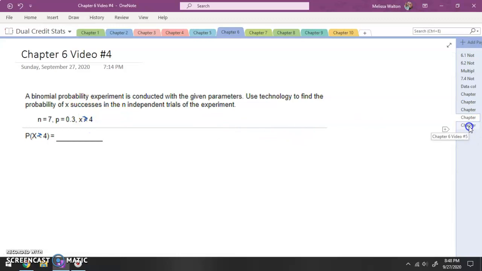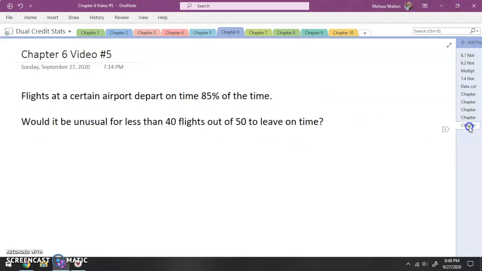Now let's go ahead and talk about one that is within context. So let's say that flights at a certain airport depart on time 85% of the time. Would it be unusual for less than 40 flights out of 50 to leave on time? All right, now just double check to make sure that this is binomial. First off, we have a fixed number of trials. We have 50 flights. I'm going to go ahead and assume that each flight being on time is an independent event.